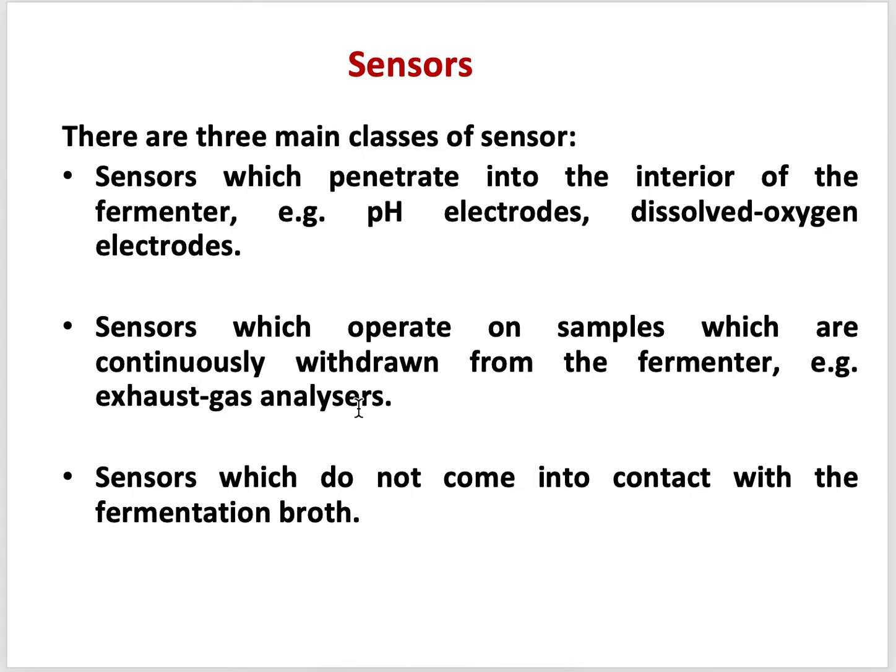So we already know that there are different sensors to sense or measure the value of different parameters. These sensors can be classified into three main classes. Number one, sensors which penetrate into the interior of the fermenter, for example, pH electrodes and dissolved oxygen electrodes. Then sensors which operate on samples which are continuously withdrawn from the fermenter, for example, exhaust gas analyzers. And the last type of sensors do not come into contact with the fermentation broth. So these are the three main classes of sensors used in a fermenter.